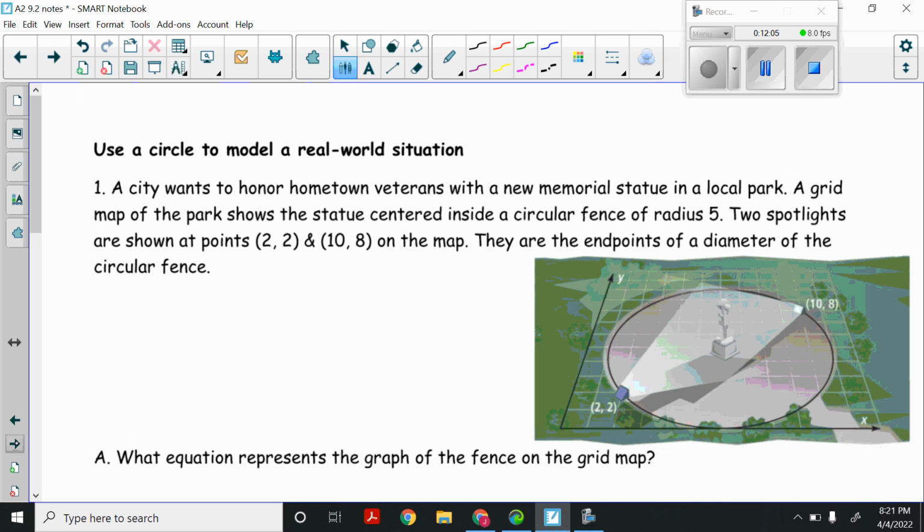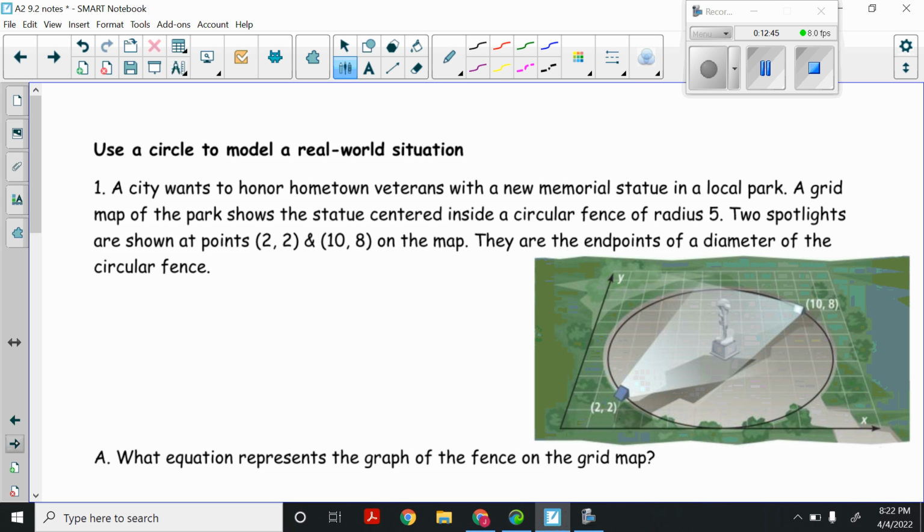All right. Next, we have use a circle to model a real-world situation. It tells me a city wants to honor hometown veterans with a new memorial statue in a local park. A grid map of the park shows the statue is centered inside a circular fence with a radius of 5. Two spotlights are shown at points (2, 2) and (10, 8) on the map. They are the endpoints of a diameter of the circular fence. So the first one, A, what equation represents the graph of the fence on the grid map?